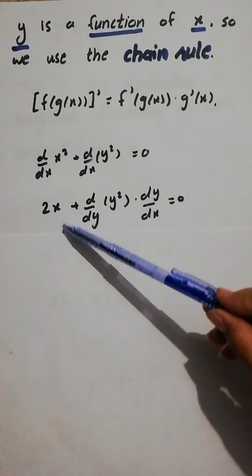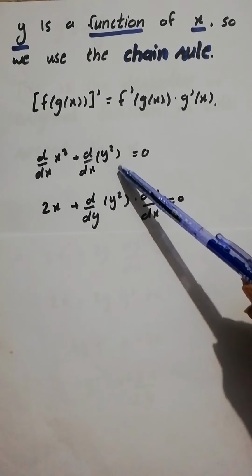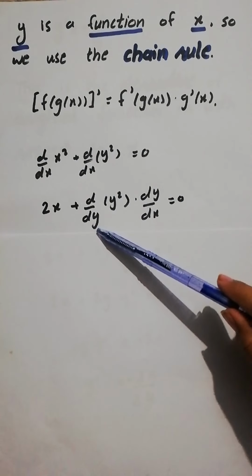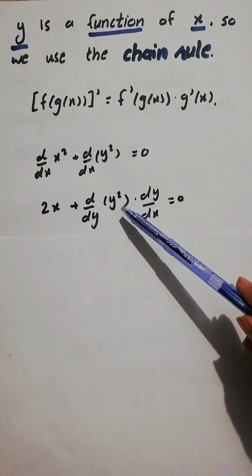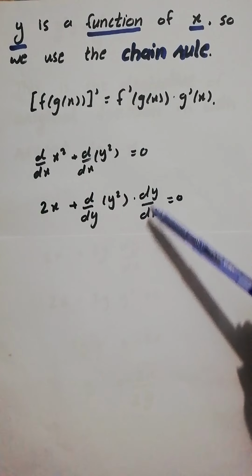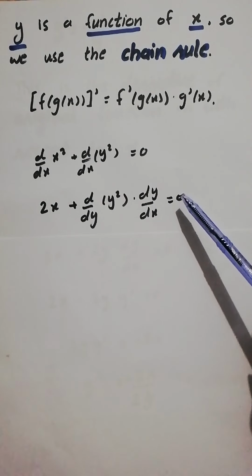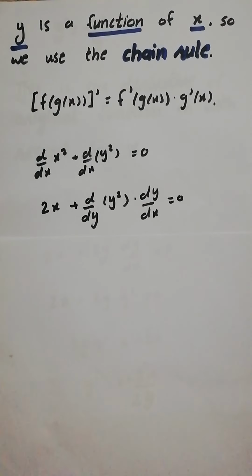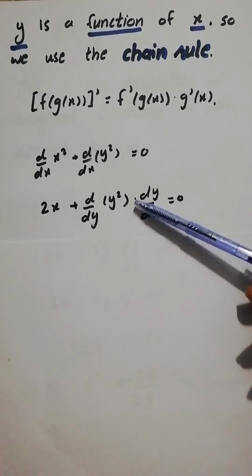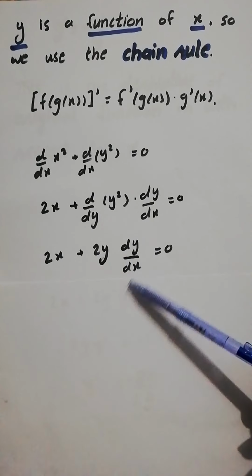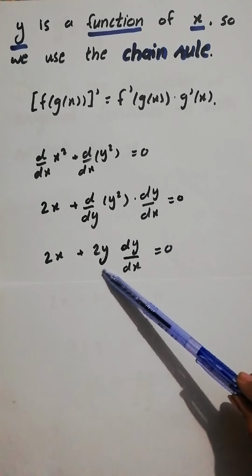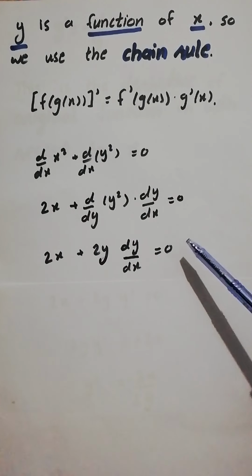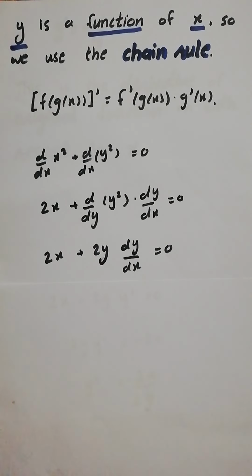So the derivative of x squared is equal to 2x, and the derivative of y squared with respect to x is d by dy of y squared times the derivative of y with respect to x, and the whole equation is equal to 0. And we know that the derivative of y squared with respect to y is easy, it's 2y. It will become 2x plus 2y dy by dx, which is equal to 0.